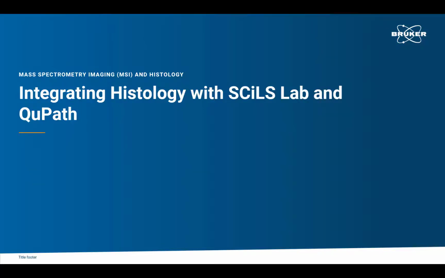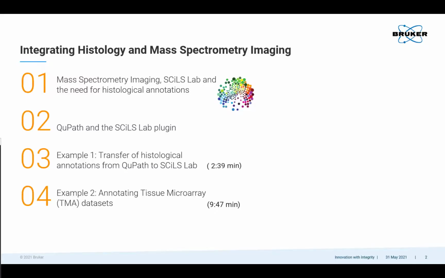In this video, we will show how to provide histological annotations to mass spectrometry imaging datasets in SCiLS Lab with the open source software QuPath. We will start with a short introduction into mass spectrometry imaging, have a look at the dataset, and show why it's oftentimes necessary to add histological information.